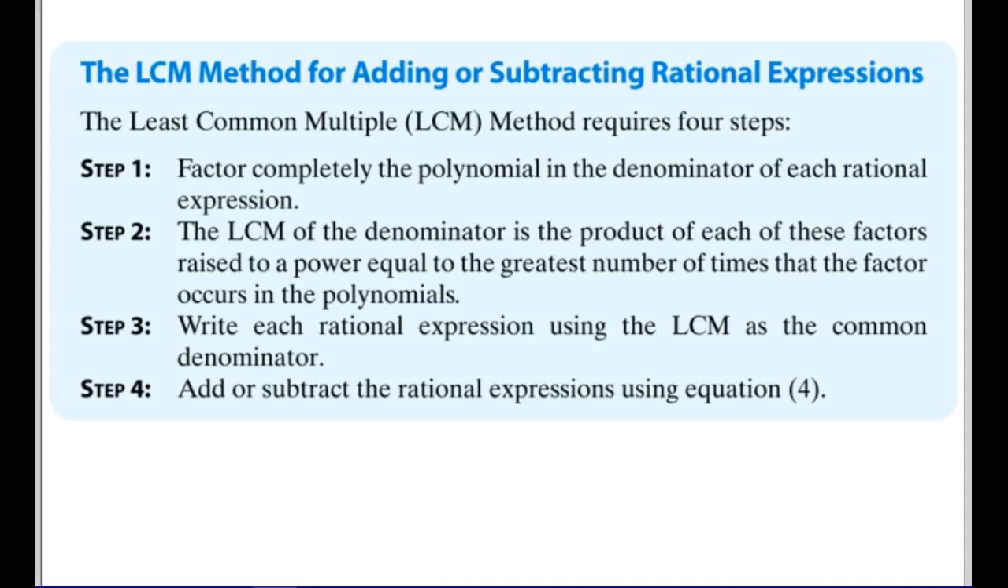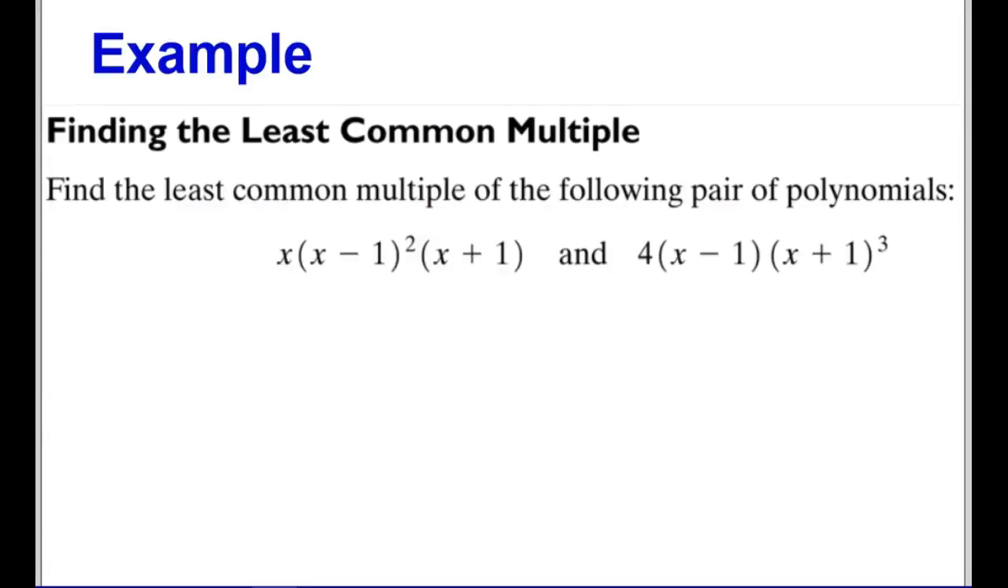So there's another way I can find a common denominator. I don't always have to multiply them together. I can find the least common multiple. So let's not look at this. We're going to actually walk through an example that will help us the best. Okay? So first we're asked to find the least common multiple of these polynomials.